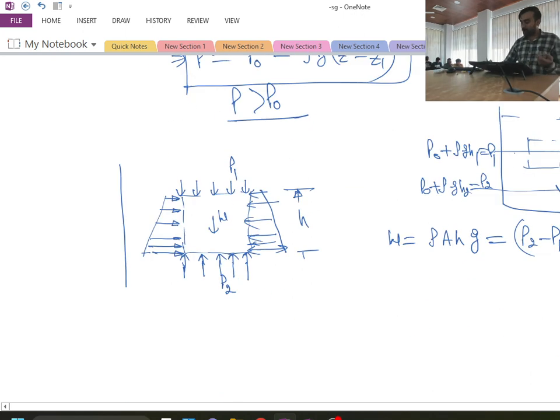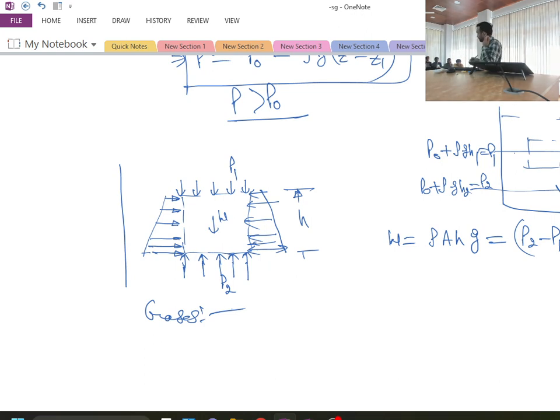Now, if we talk about gases, can you tell me what will be happening in case of gases? In case of gases, density will be changing significantly with the elevation. Okay, so density will not be constant. So typically, when we talk about gases, we have to take some assumption in order to develop the relationship between pressure and density.